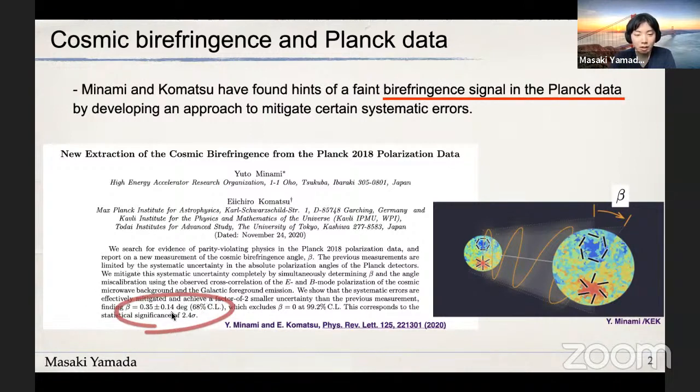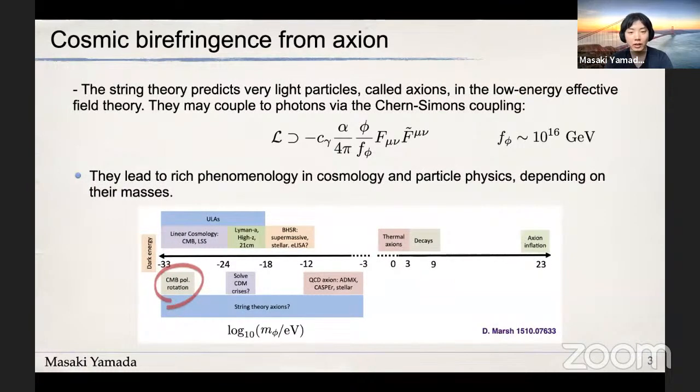So it would be interesting to understand what kind of physics beyond the standard model can explain this birefringence signal in the Planck data. In our work, we focused on string axions, or simply axions. Axions are predicted in string theory in the low energy EFT, and they may have very small masses because of the shift symmetry, and they may couple to photons via Chern-Simons coupling. So this F F tilde is the photons, and phi is the axion.